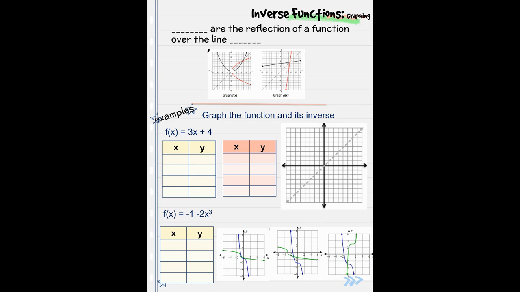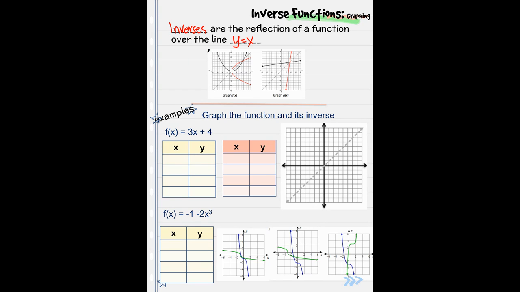All right, inverse functions, continuing with our graphing. So here are your notes for graphing, and I'm going to go over them fairly quickly. All right, so again, we're talking about inverses. So really, inverses are the reflection of a function over the line y equals x.